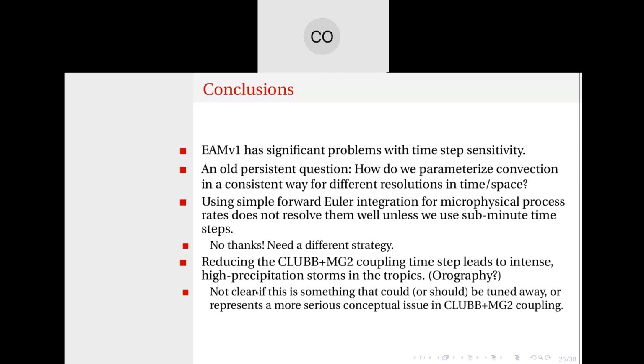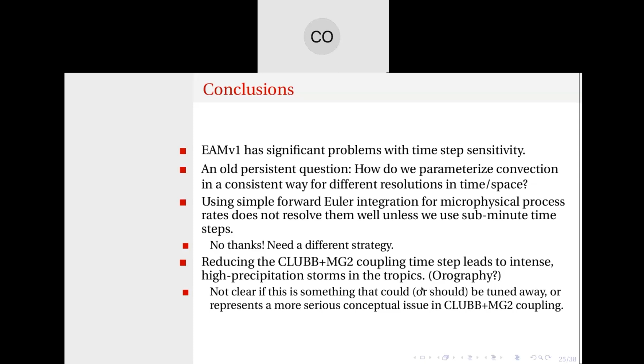So until we understand that, it's not really clear if this is something where we should just tune away by using different parameters at different time or horizontal resolutions, or if this is some more serious conceptual issue. Because sometimes when you see these high degrees of sensitivity to resolution, it's because there's some assumption in the model that's only valid at certain scales, or only valid, say, a certain fraction of the time, and the exceptions become more important at different length or temporal scales.